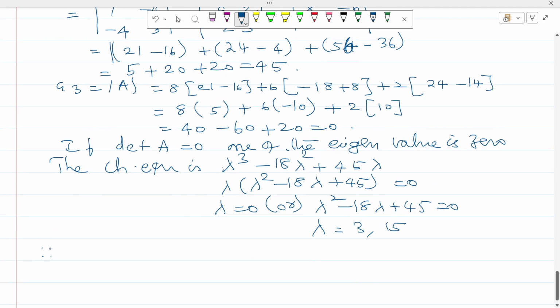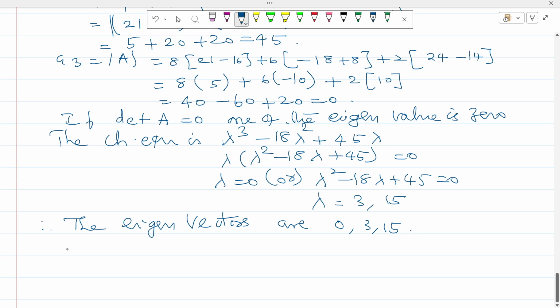So therefore the eigenvalues are 0, 3, 15. Up to now we have seen the case when the eigenvalues are not repeated. In case eigenvalues are repeated, then eigenvectors may be linearly independent or dependent. That case we will discuss. Now we see how to find the eigenvectors.